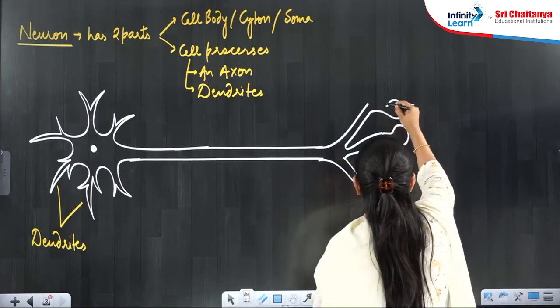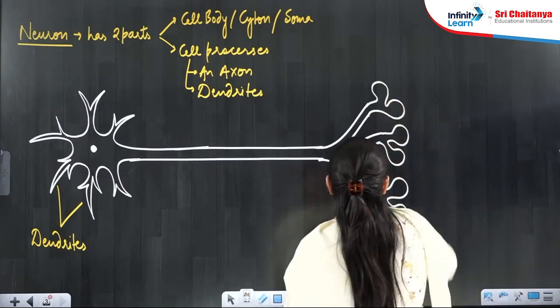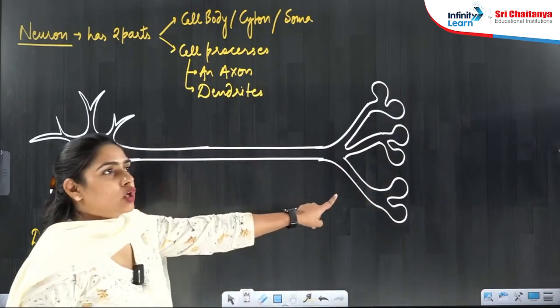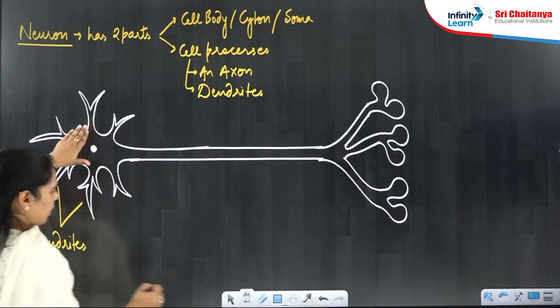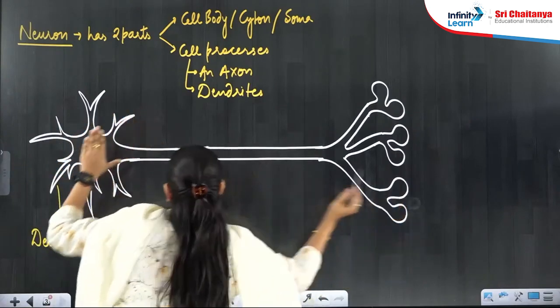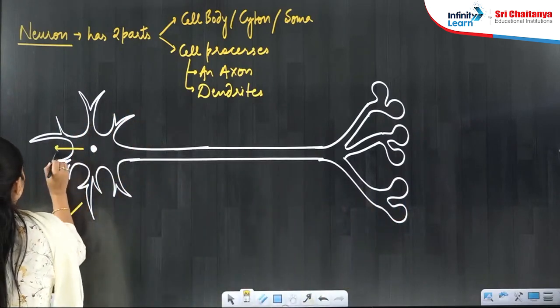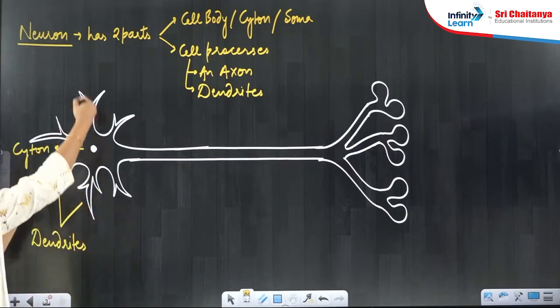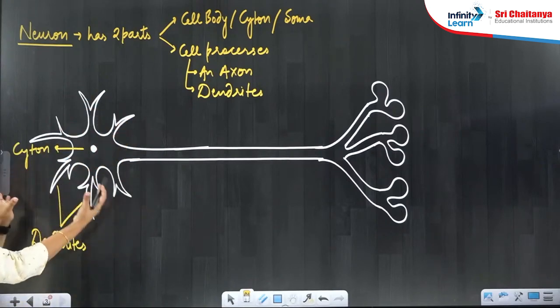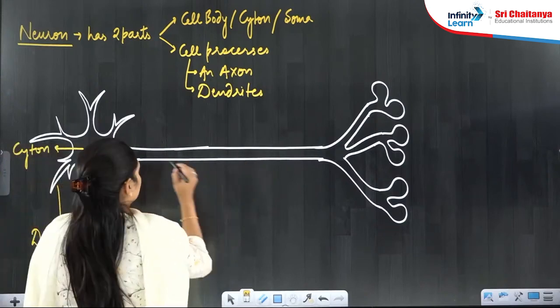These are the ends of the axon. So this is the axon terminal. This is the axon, and this is the cell body, or cyton. From the cyton, you can see dendrites arising, and the dendrites are branched. And this is the axon.